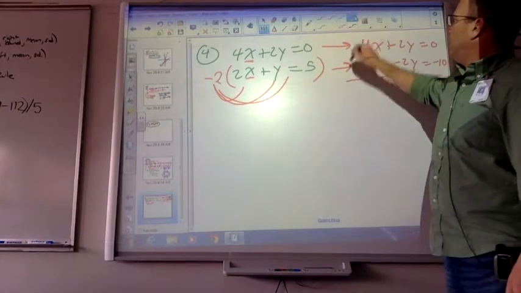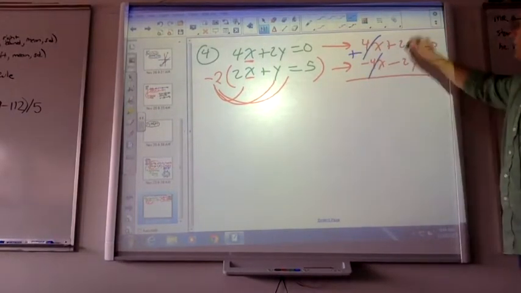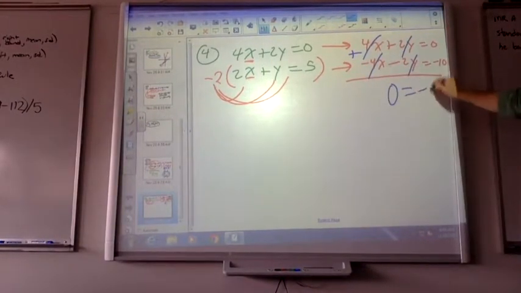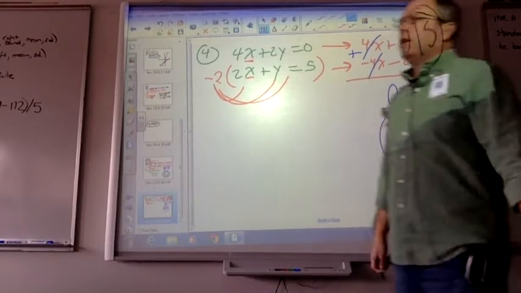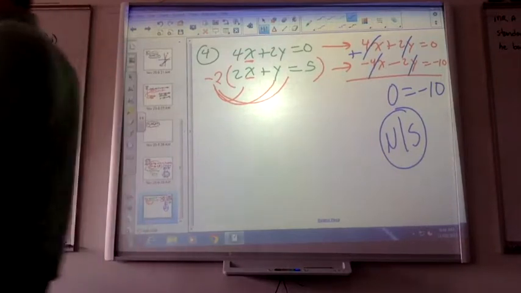So if I add these together, those cancel, so I get 0 equals negative 10. What does that mean? No solution. Perfect. These lines would have been parallel lines. There's not a solution. They're not going to cross each other. Good deal.